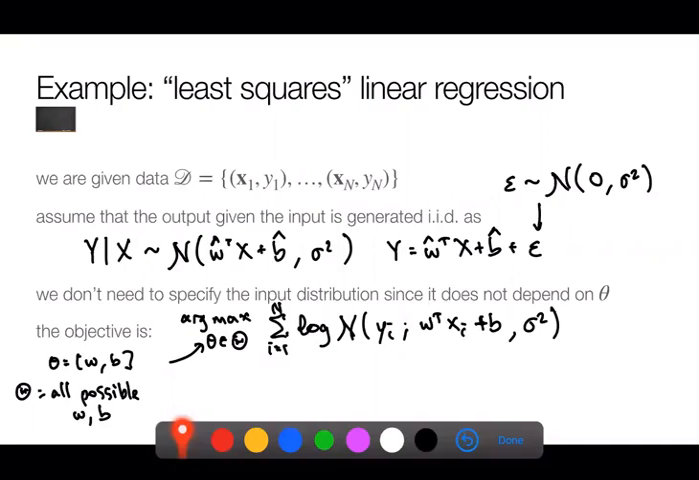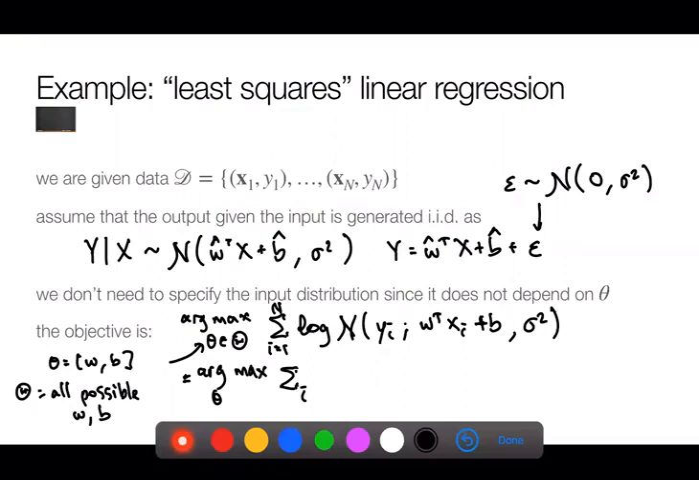Now, if I write out again the actual density for a normal distribution, and then I take the log of that, well, then a whole bunch of stuff cancels out, and the log of an exponent just becomes the thing on the inside. So if I write this out, then what I'm going to get is something that looks like the argmax over theta. I'll stop writing capital theta because I'm getting a little lazy.